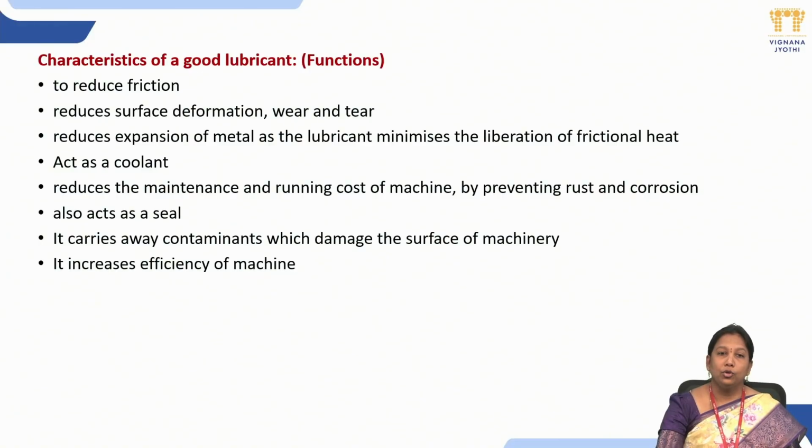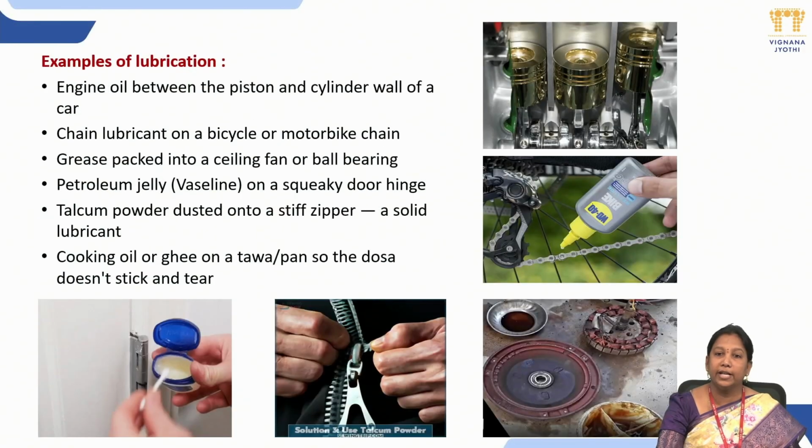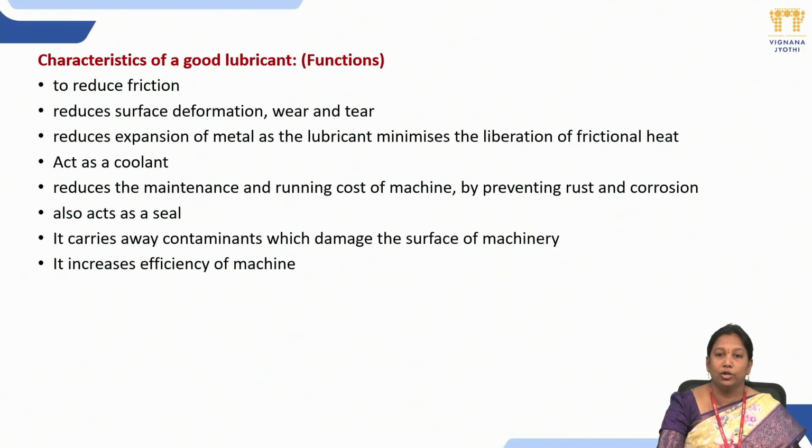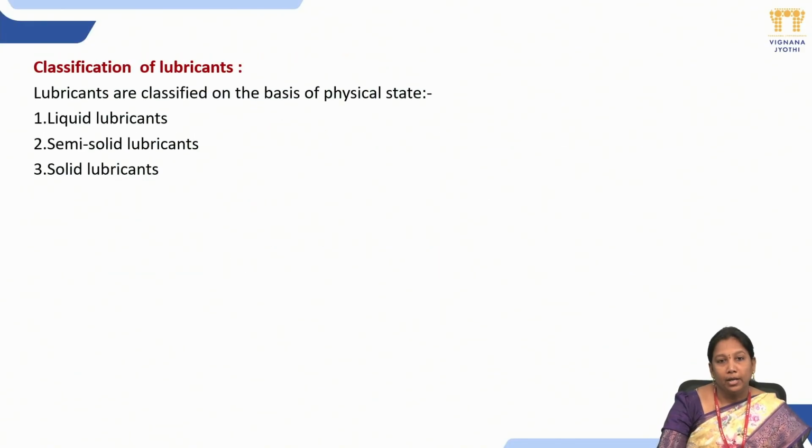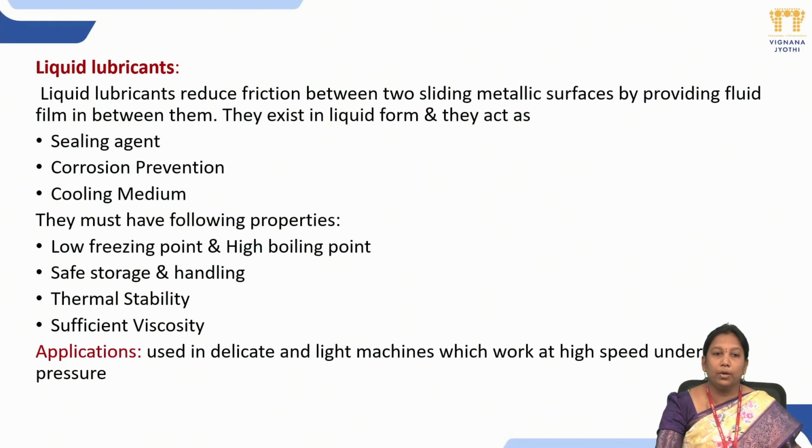Then, which lubricant suits different types of machines? So I quoted different examples here, but a single oil is not at all suitable for all the applications. So let us see how the lubricants are classified. Depending on the physical state, the lubricants are classified into three categories: liquid lubricants, semi-solid lubricants, and solid lubricants. So let us see one by one.